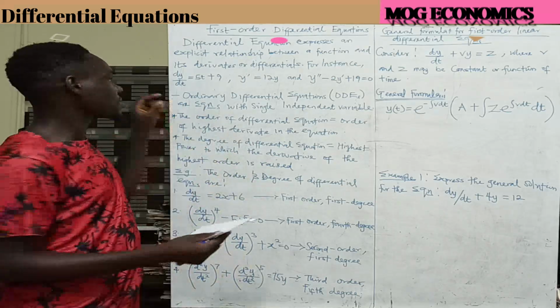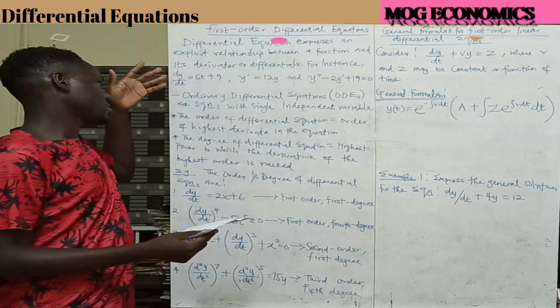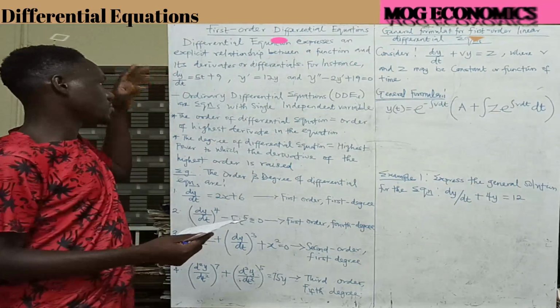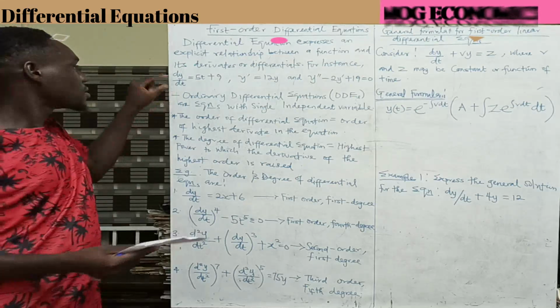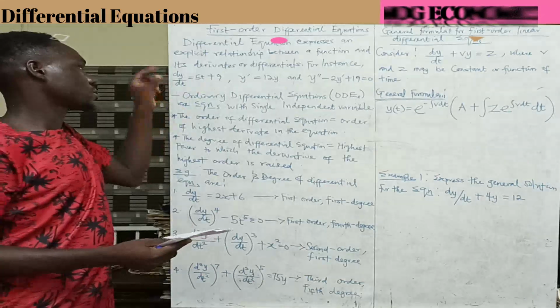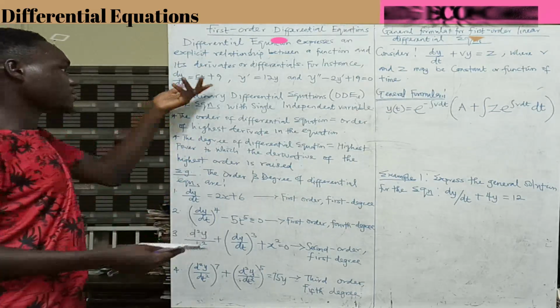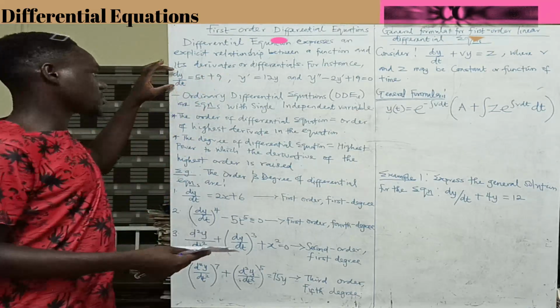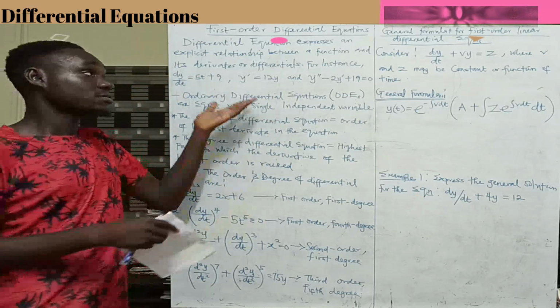Now, if you look at the first case here, this is basically talking about the rate of change in y with respect to time. This is the function. It shows that the rate of change in y with respect to time is 5 plus. So this is just different forms of expressing differential equations.